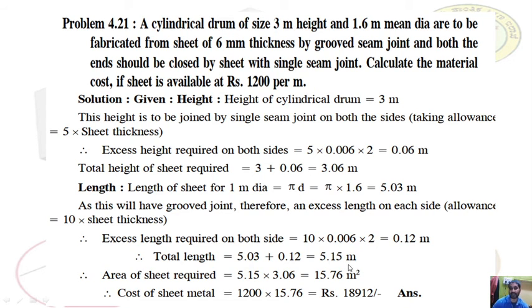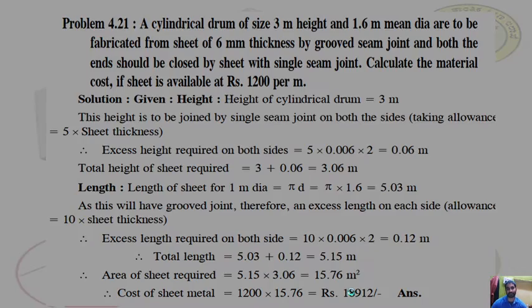So the total area of the sheet is this 5.15 lengthwise, and height wise we require 3.06 meter. So multiply this, we will get 15.76 meter square of area of the sheet required for making this drum. The cost of the sheet is given as rupees 1200 per meter square. We require 15.76 meter square of sheet. So 1200 into 15.76 is 18,912 rupees, which is our cost of the metal.